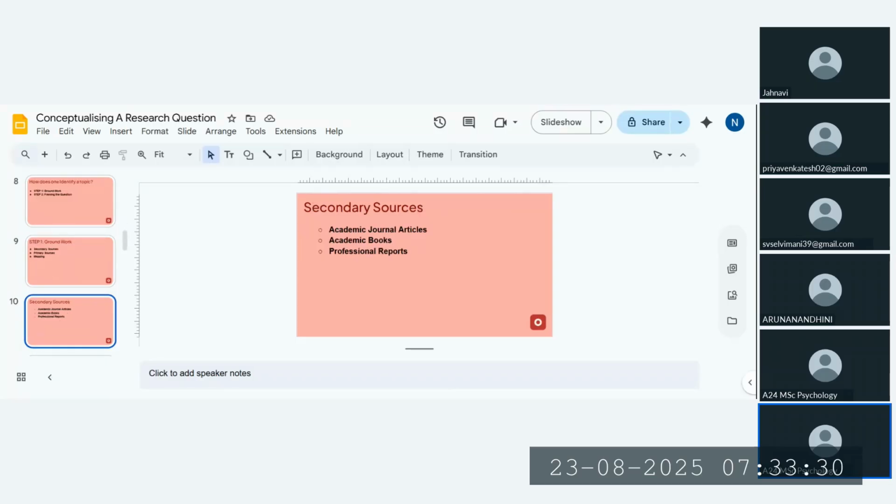What are secondary sources? Academic journal articles are secondary sources. We can go and read academic articles which have already been published in journals to see what the current knowledge is on this topic. Who has done research on the same topic, that is body image issues in adolescent girls and the relationship with social media use. I'm sure many people have done research on that in the last few years.